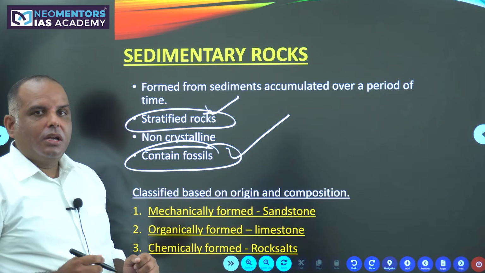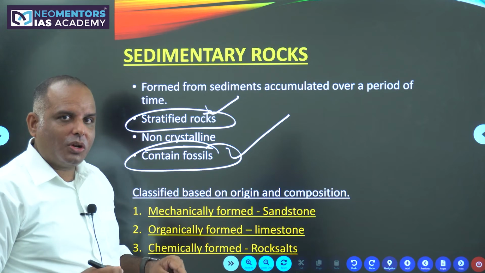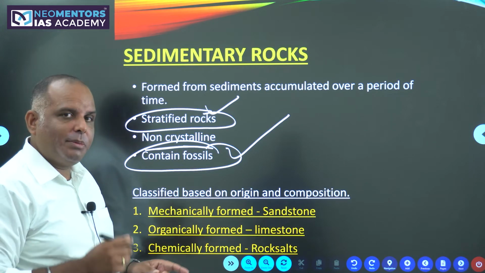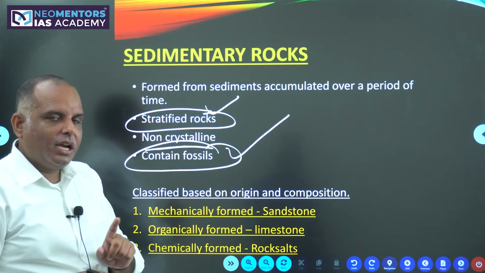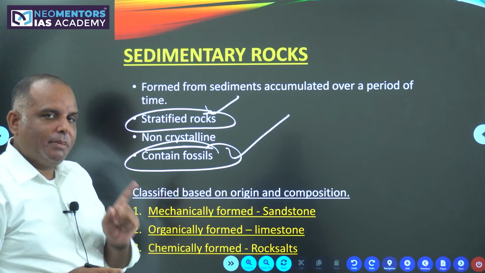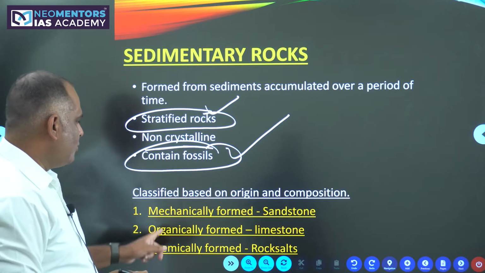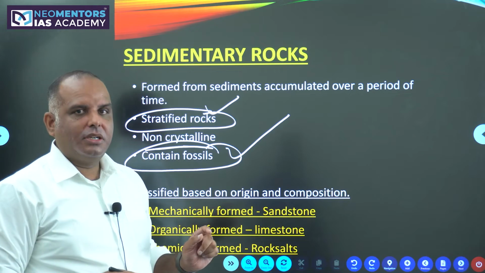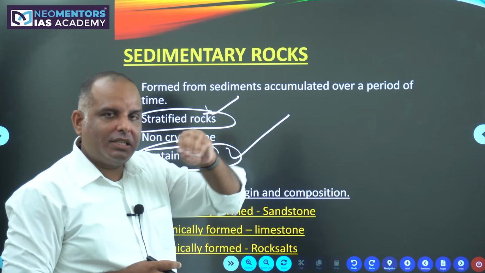Now, there should be some classification within sedimentary rocks also, right? So the sedimentary rocks are classified based on their origin and composition. Okay, based on origin and composition. Now, mechanically formed. Mechanically formed means we have deposition of sediments.